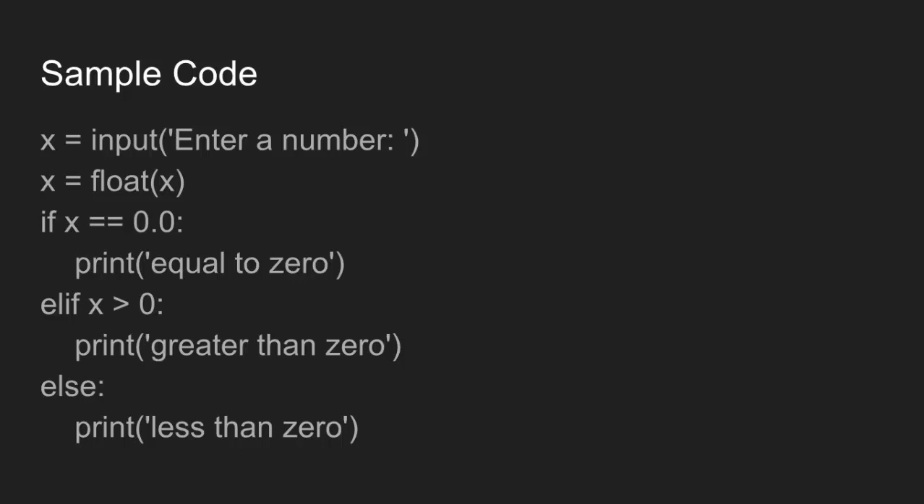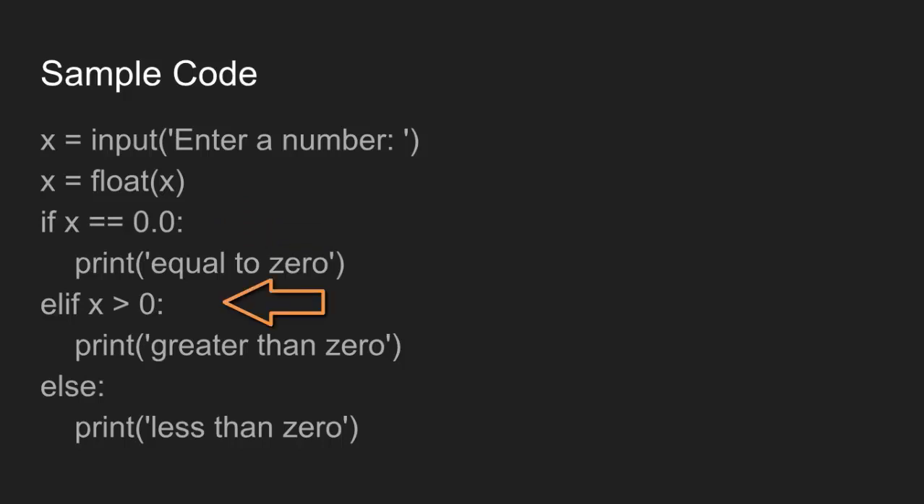So here's another example of sample code. The first line prompts the user to enter a number, and then we take that number and convert it to a float. Now we start our if statement. If x is equivalent to 0.0, that's a float value for 0, then we're going to print equal to 0. Else if, we can have, again, it's optional, but we can have as many of these as we need.